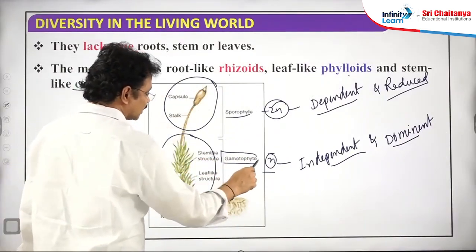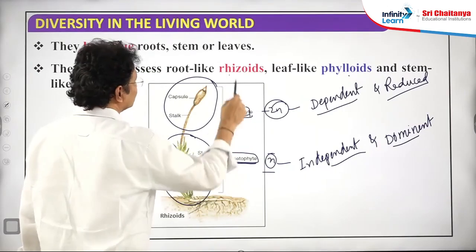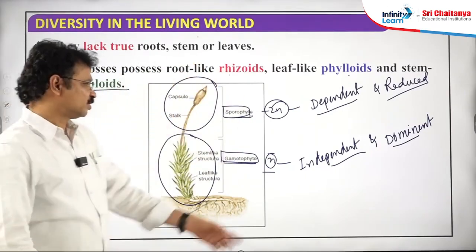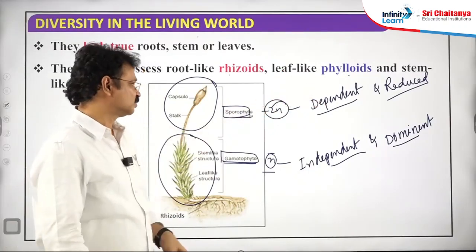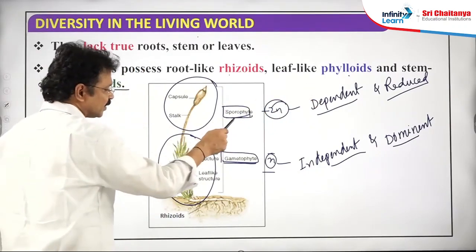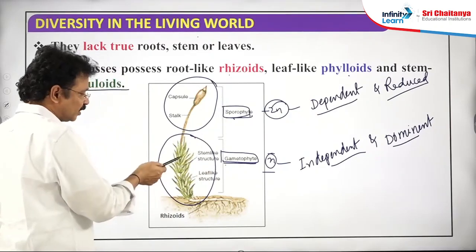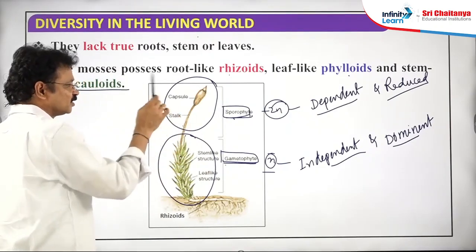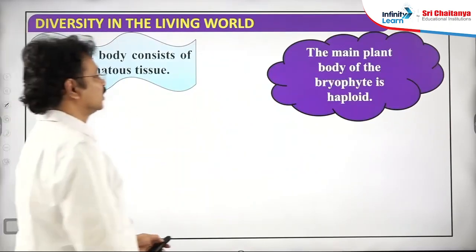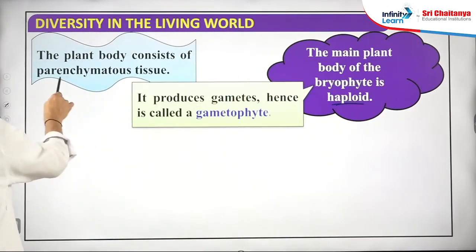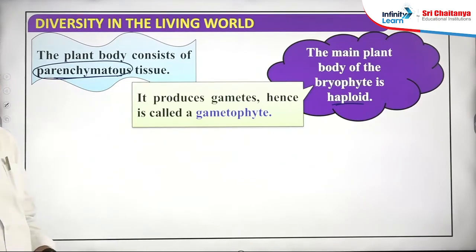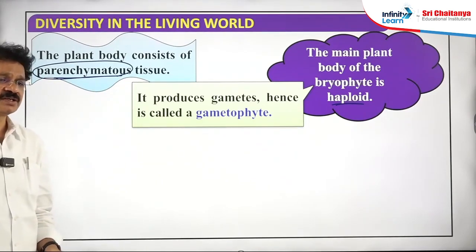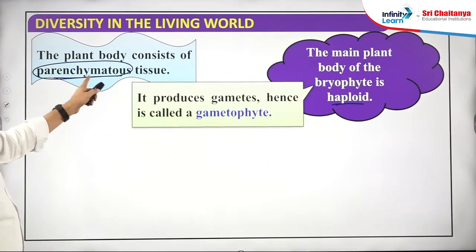How can you differentiate the gametophyte from the sporophyte in moss plants or bryophytes? The gametophyte is independent, dominant, and photosynthetic. The sporophyte is dependent and reduced, grown as a parasite on the gametophyte. The gametophyte provides both shelter and food for the sporophyte. The main plant body of bryophytes is haploid. In bryophytes, only one kind of tissue is there, parenchyma. There is no sclerenchyma, no collenchyma. Vascular tissues like xylem and phloem are also absent.